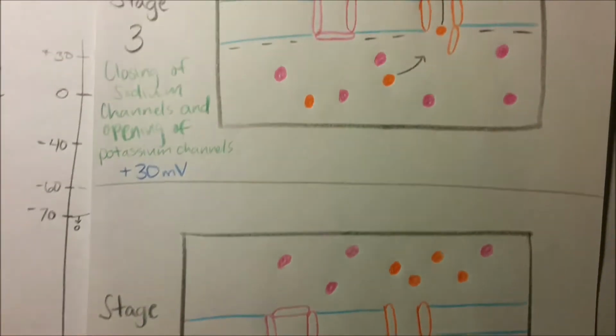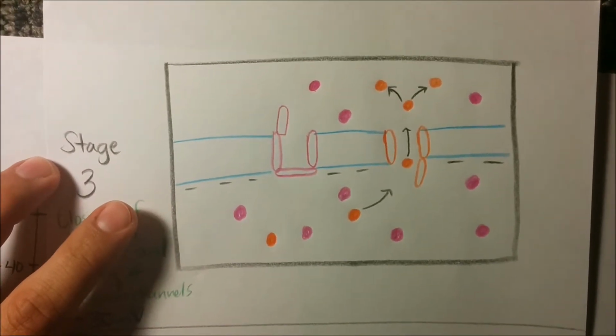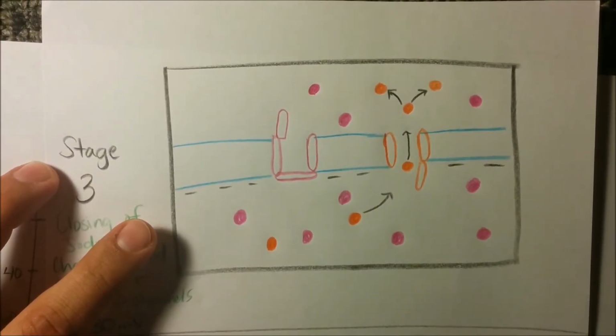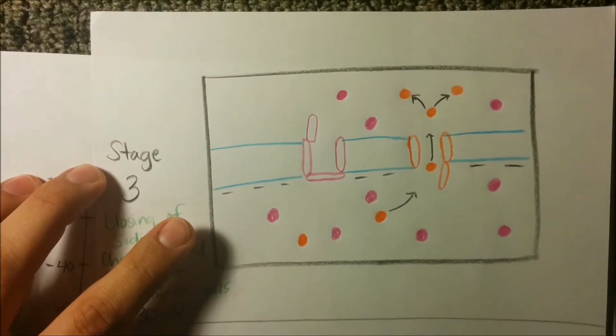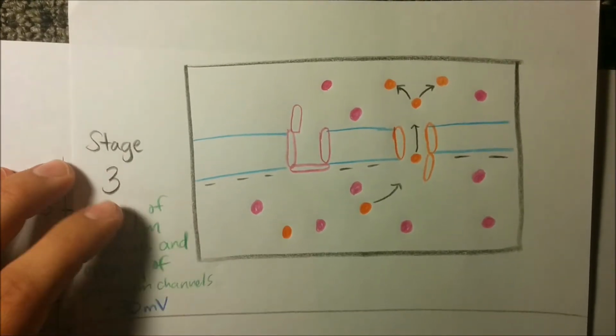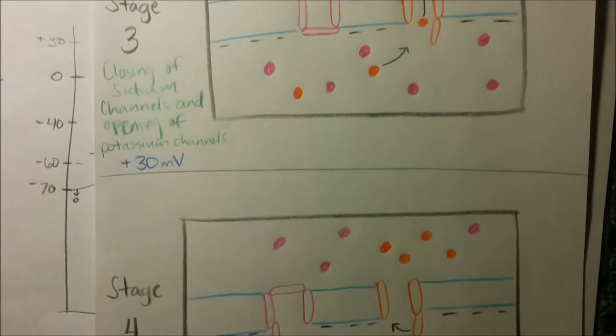At stage 3 of the drawing, the inactivation gates of the sodium channels close as the voltage-gated potassium channels open. The positively charged potassium moves out of the cytosol, shifting the potential back towards resting potential. Lastly, repolarization begins. From stage 3 to 4, the potential drops and overshoots to negative 90 millivolts.